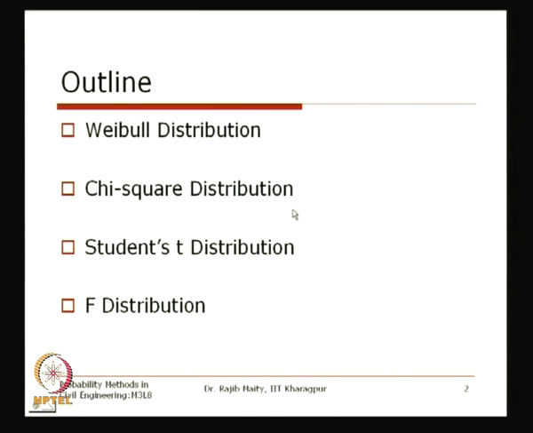The statistical tests will be carried out in the last module, module 7, where the properties of these three distributions, the chi-square distribution, the Student's T distribution and the F distribution, will be used. In this lecture, we will just discuss their basic properties and which distribution is suitable for what type of test.